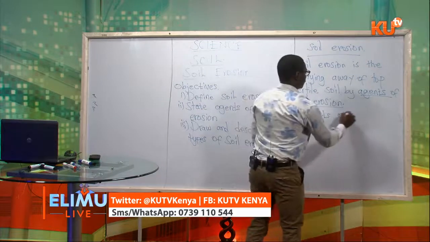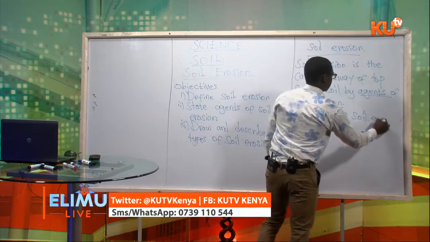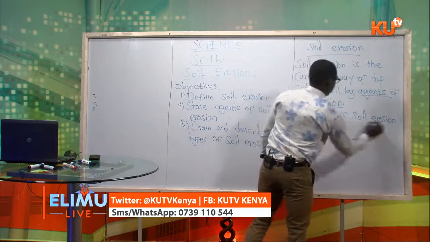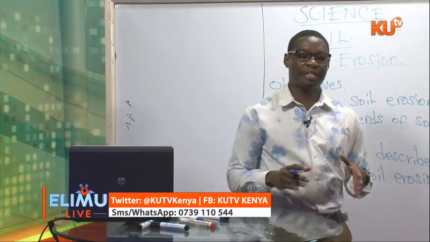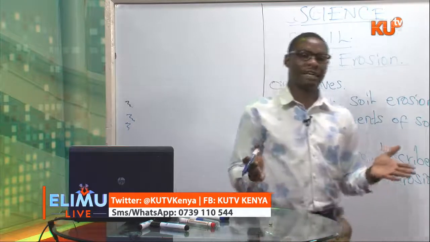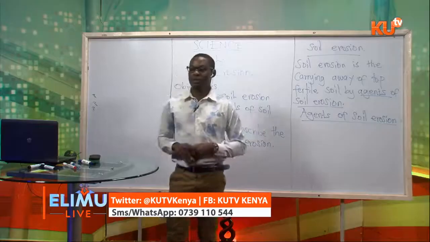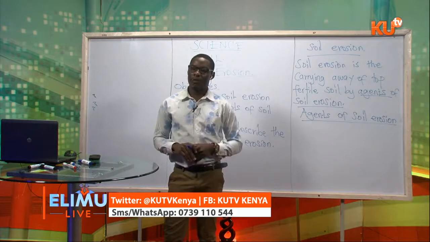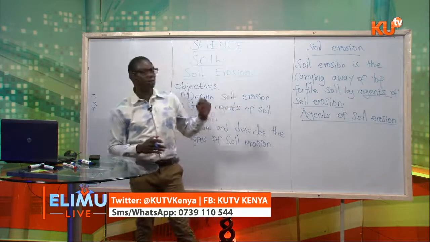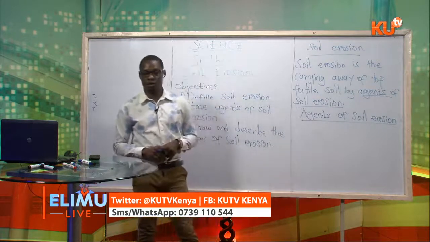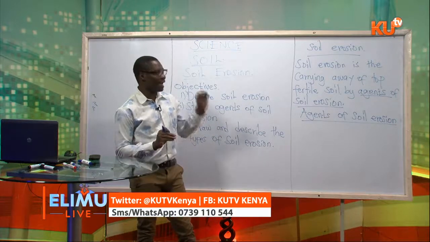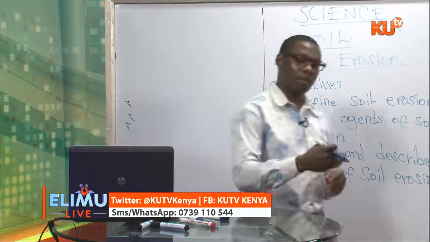Next are agents of soil erosion. When I talk about agents of soil erosion, I'm trying to talk about what is it that can make soil erosion to take place. Having known that soil erosion is the carrying of top fertile soil, now, what is this that carries the top fertile soil from point A to point B? Maybe from uphill to downhill. Whatever carries that soil is what I'm calling soil erosion agents or agents of soil erosion. They're the ones that enable the carrying away of the top fertile soil from one point to another.